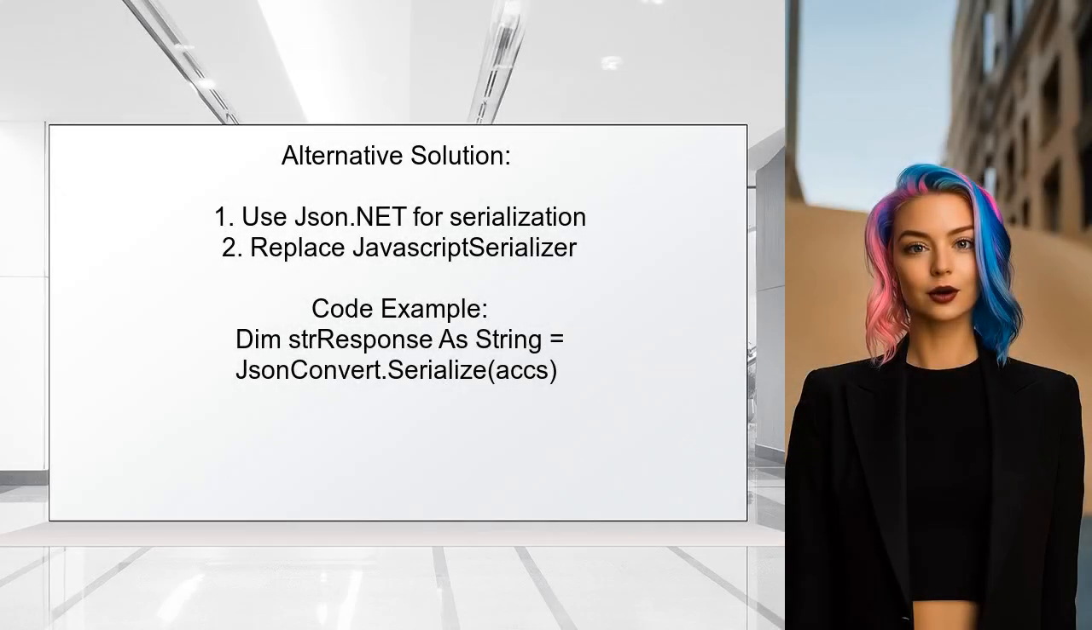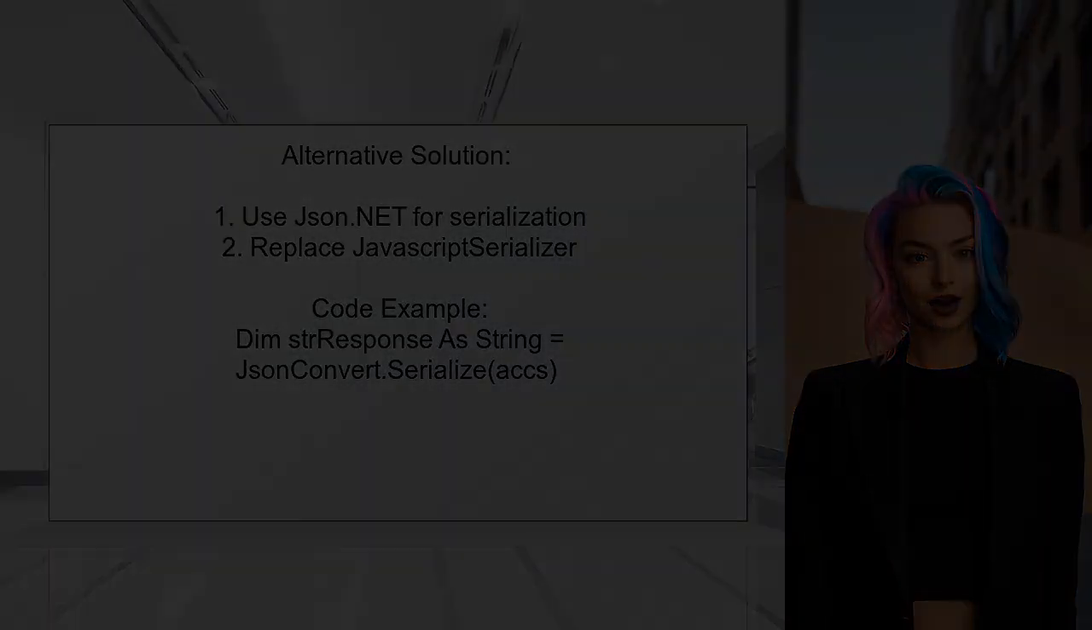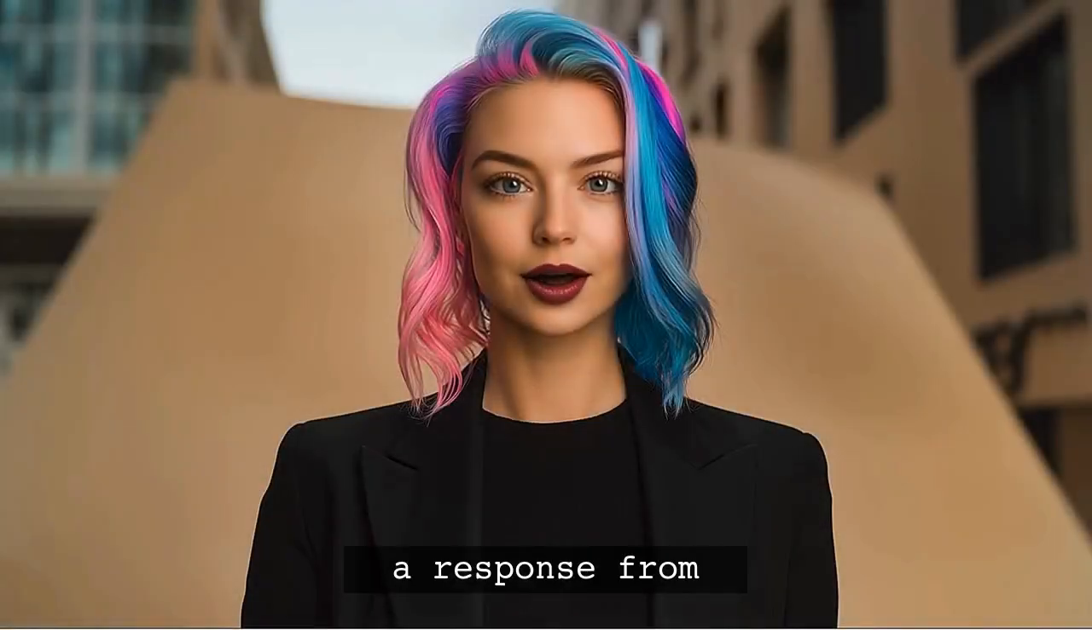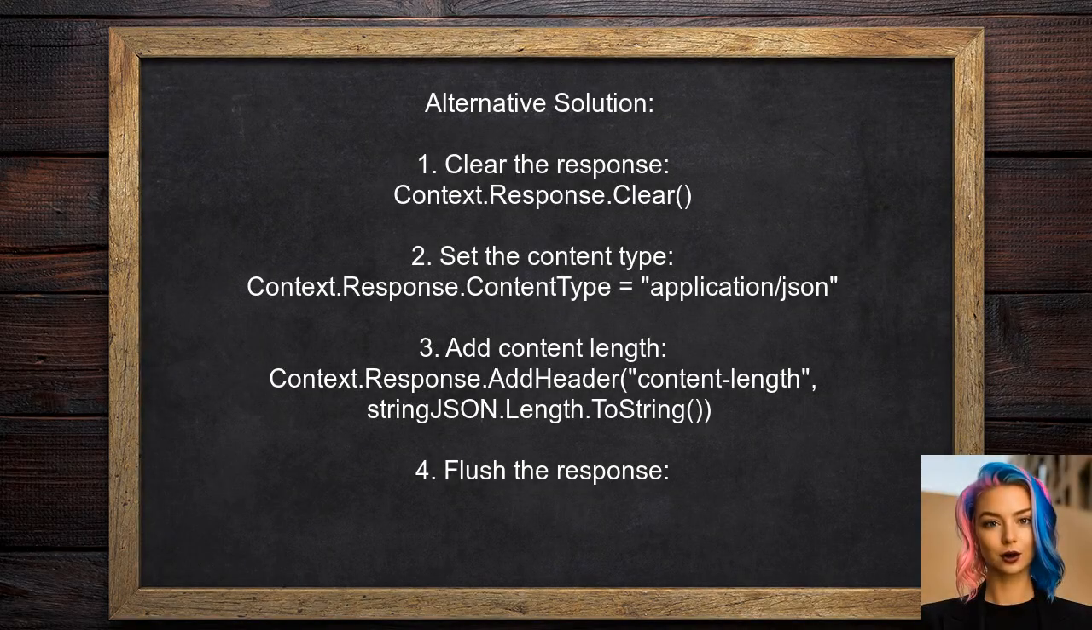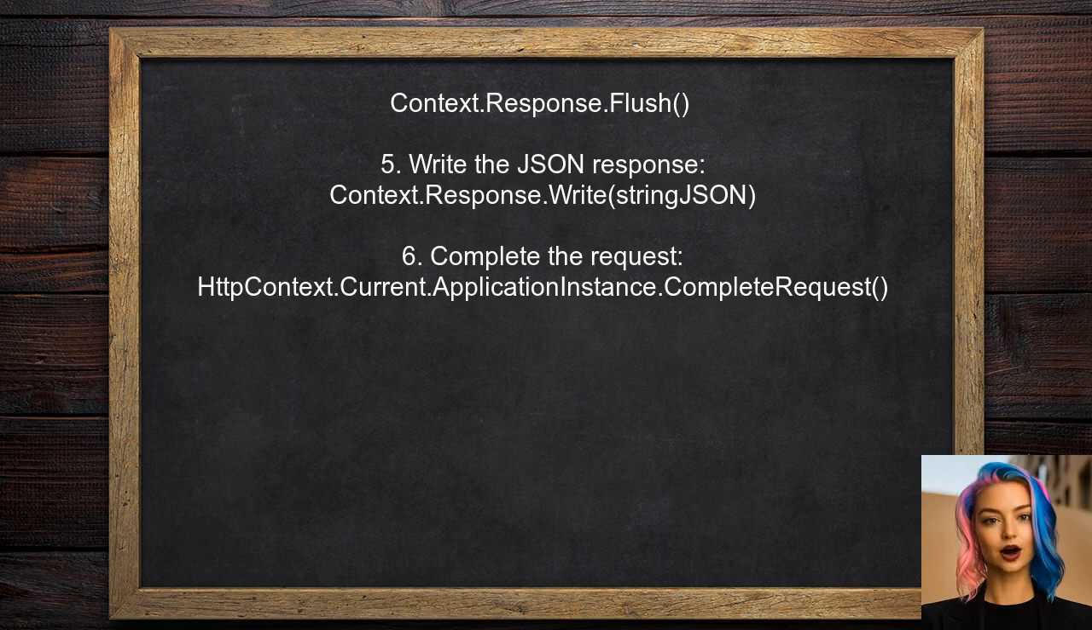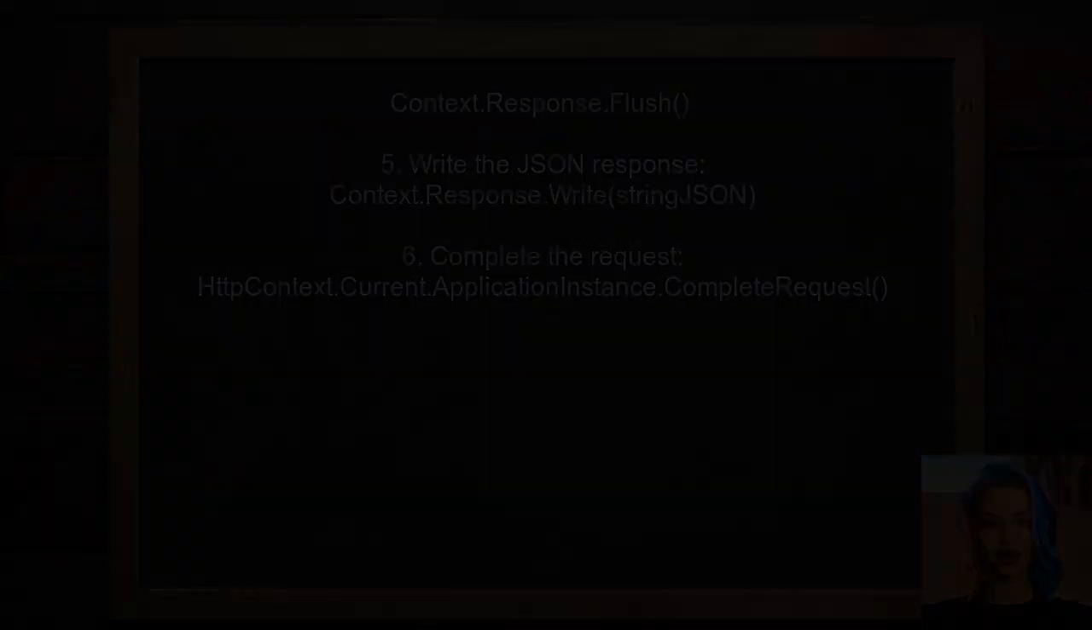An alternative solution suggests using JSON.NET instead of JavaScript Serializer, as the latter is deprecated. JSON.NET is recommended for better serialization and deserialization in AJAX applications. Now, let's see a response from a different user. An alternative solution provided by another user suggests clearing the default response that includes the strange D null value. They recommend using context.response.clear to remove any existing response data before sending your JSON response.